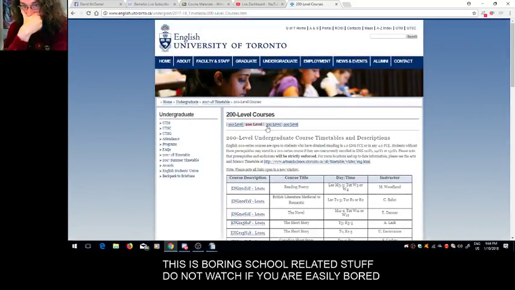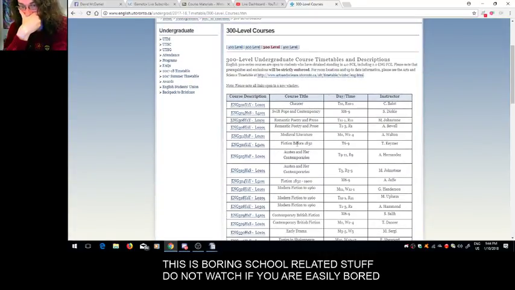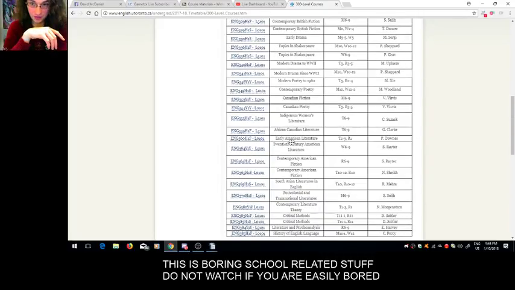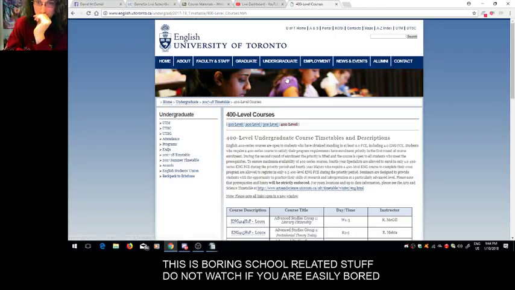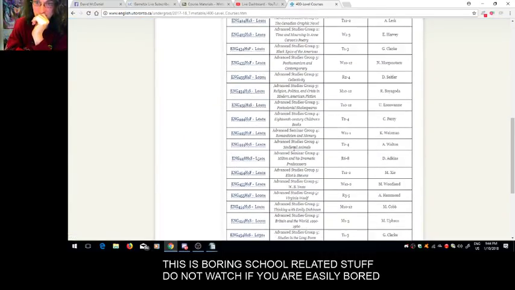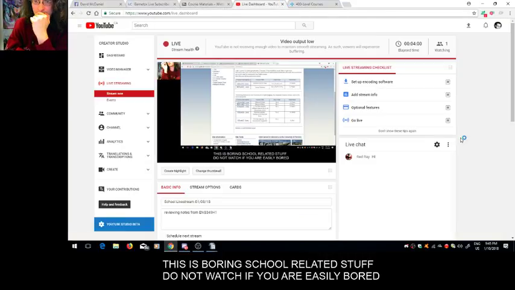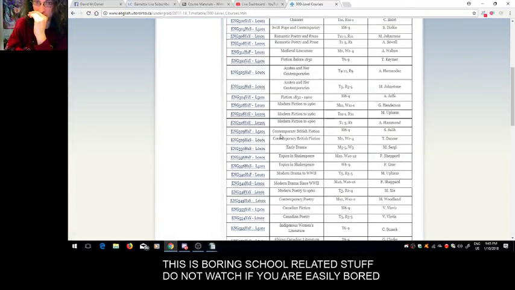And then when we get to the 300 level, it goes even more focused with a specific period, which author, and so forth. And then when it gets to the 400, it funnels down even more, which is probably what I'm going to take next year. Advanced Studies Group. Oh, dear God, that's going to take a while for me to get into. Alright, right now I'm in a 300 level. I'm not quite funneled, but I'm in the courses.